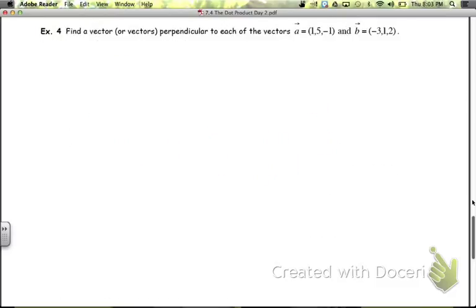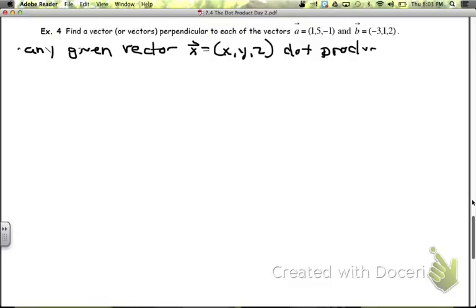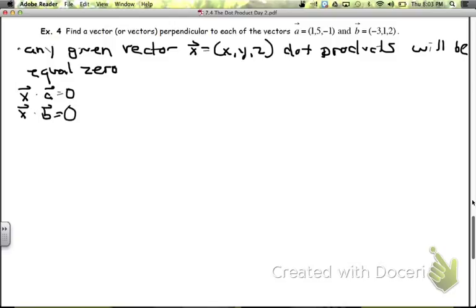So our last example here is: find a vector or vectors perpendicular to each of the vectors, where A is equal to 1, 5, negative 1, and B is equal to negative 3, 1, 2. So when we're talking about perpendicular, this is any given vector x, which is equal to x, y, z. The dot product of this will be equal to 0, the reason being that it tells us here that it's perpendicular. So therefore the dot product between x and A will be equal to 0, and the dot product between x and B will be equal to 0.